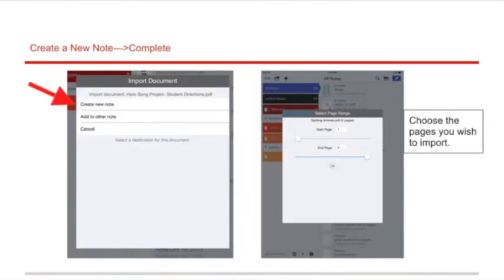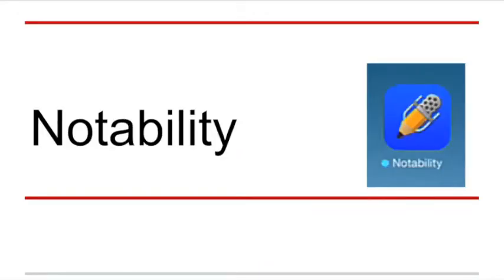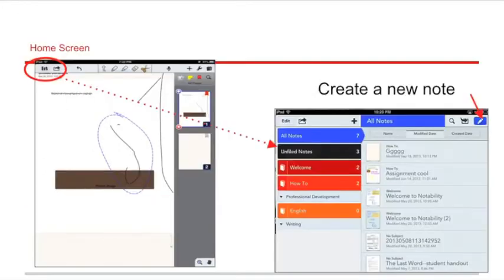When Notability opens, it's going to ask them, okay, you've just sent me some content. Is this a new note, or is this a new assignment? And then the child's going to click Create a New Note, and then it's going to say, do you want all the pages? And they're going to click OK. Then it's going to open in Notability, and that's how the students are going to do all of their note-taking and work on much of their homework.